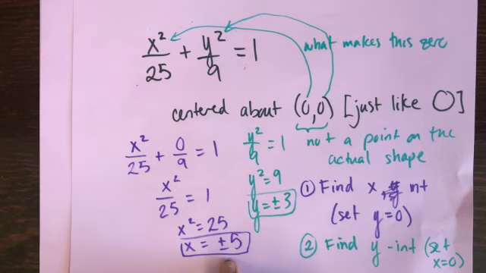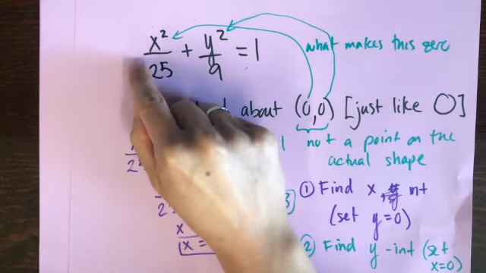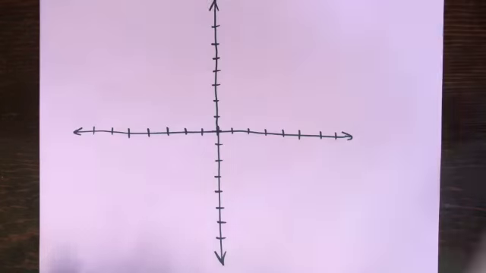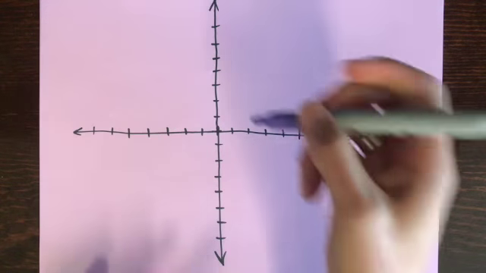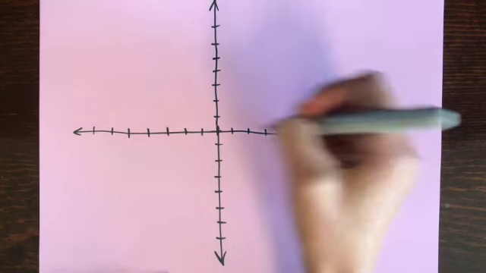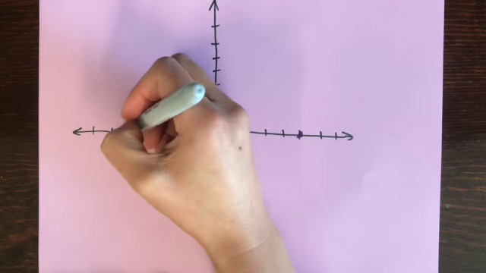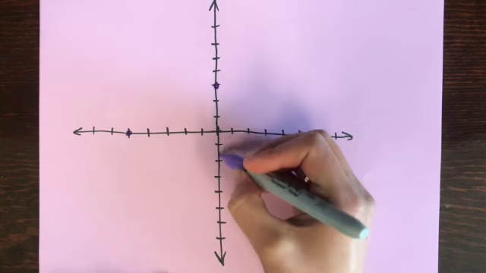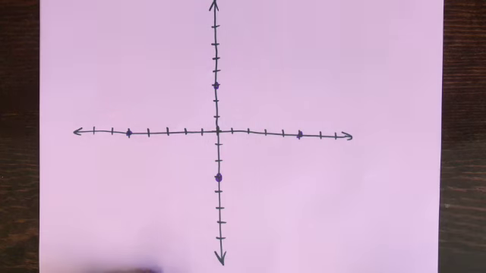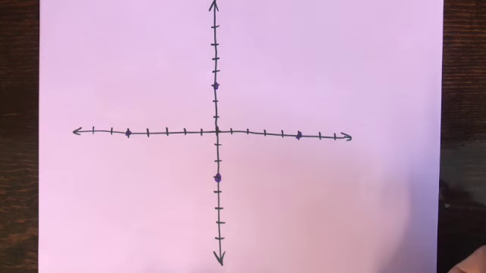Okay, so we are going to plot these x-intercepts. But think of them as just the square root of what's underneath the x squared and the square root of what's underneath the y. And you can plot them that way. So x is equal to plus or minus 5, right? And then the y-intercepts are plus or minus 3, so I plot all those points.